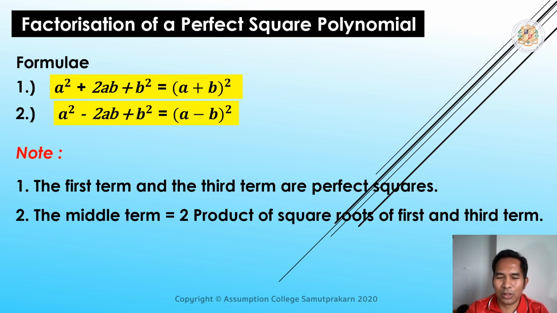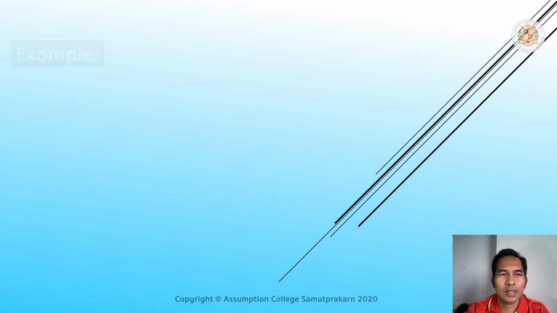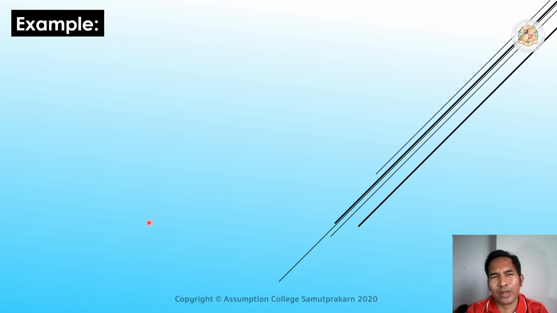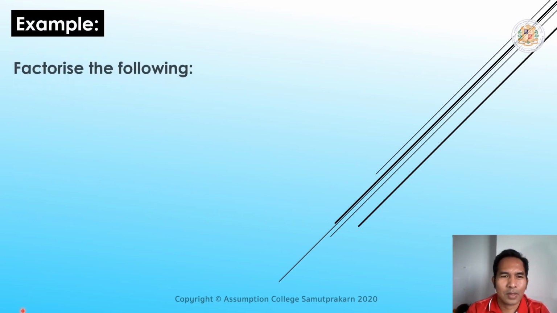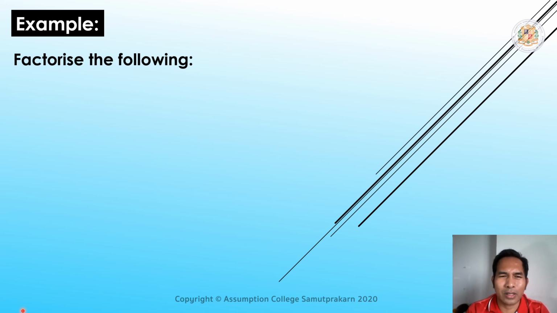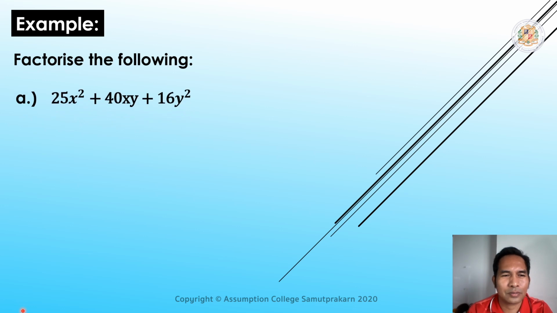So let's go to the next example. We'll go directly to the example. Factorize the following. Again, memorize the formula. Remember the formula? Recall and memorize the formula, then after that, it's very easy. Again, the first term and the third term are perfect squares. Look at this one.